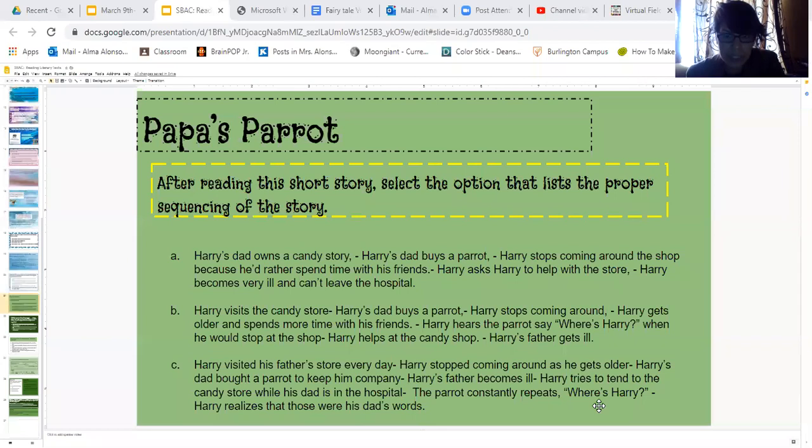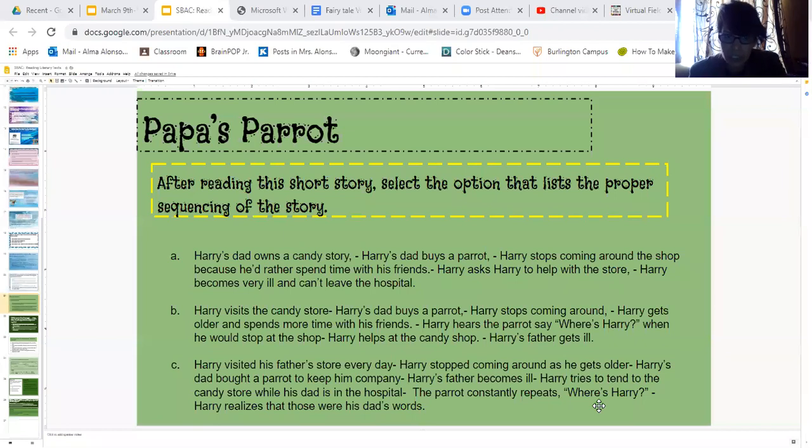Okay, so I'm going to share my screen with you so we can go over the slides and answer these questions. The first slide says, after reading the short story, select the option that lists the proper sequencing of the story. Remember, sequencing is where the events that happen in the story are in order, from the beginning to the end, following exactly what happened. So let's look at A.